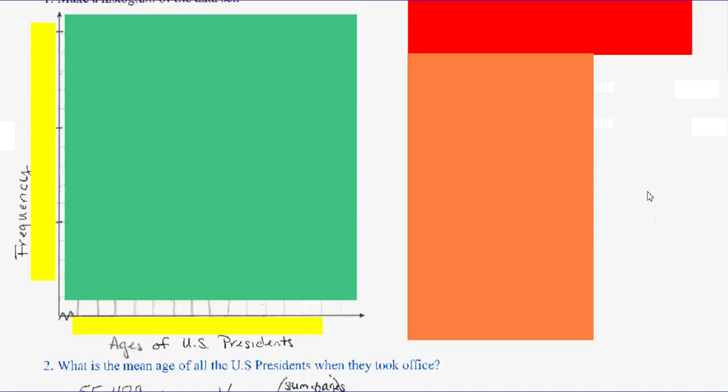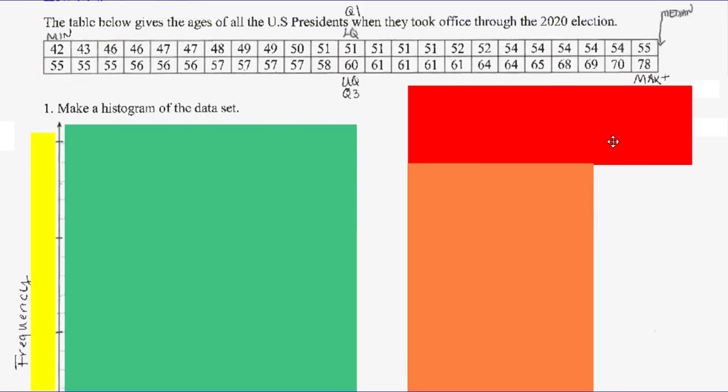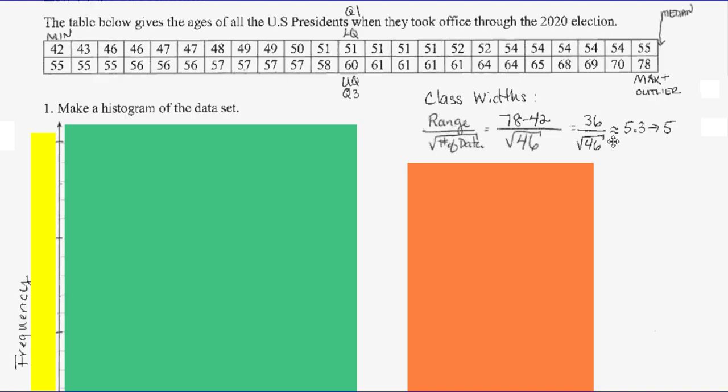Well, when we're making the histogram, the first thing we have to talk about is the class width, right? How big are the bins going to be? We do that by doing the range divided by the square root of the number of data. So the maximum minus the minimum divided by how many pieces we had. And then we're going to take a look and say, well, should I take that value and round it down or round it up?